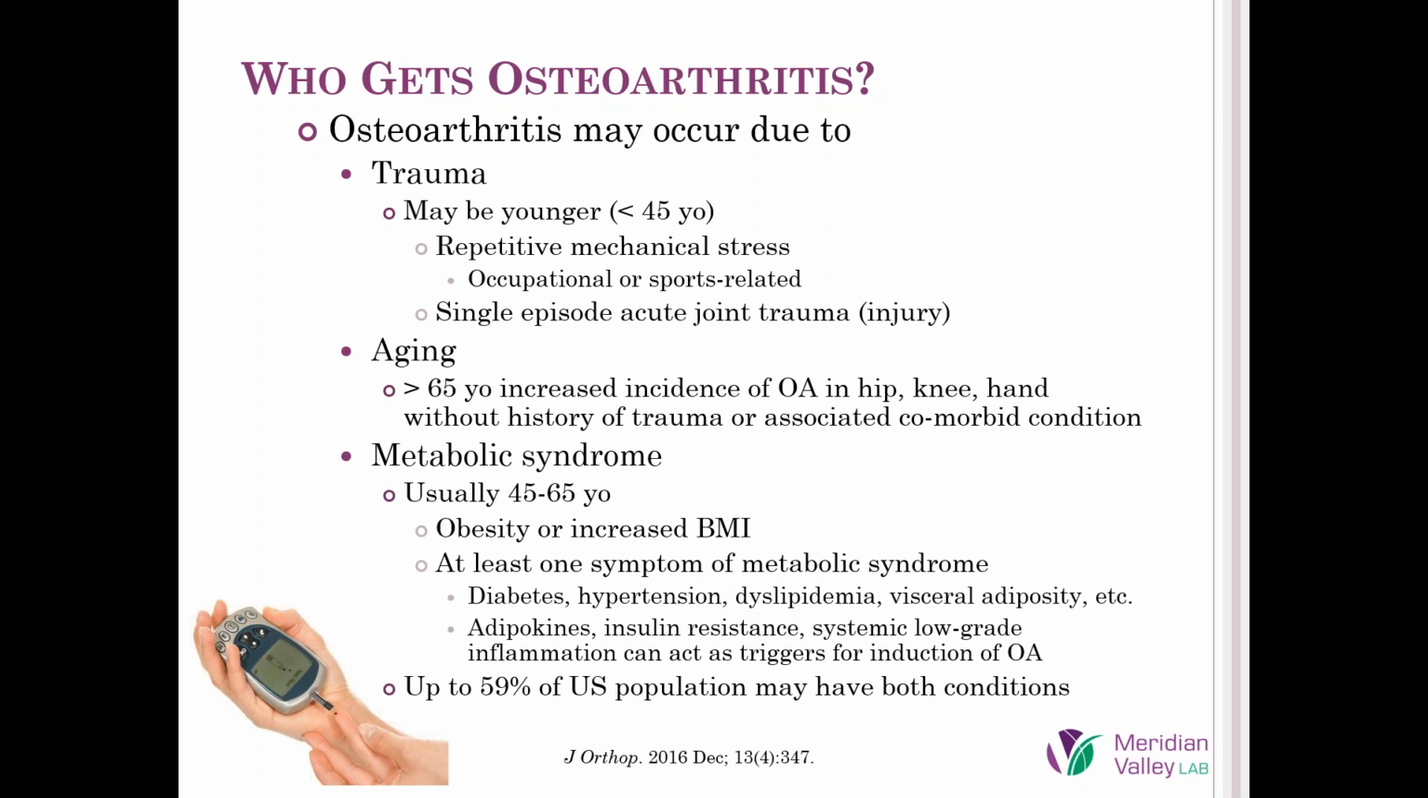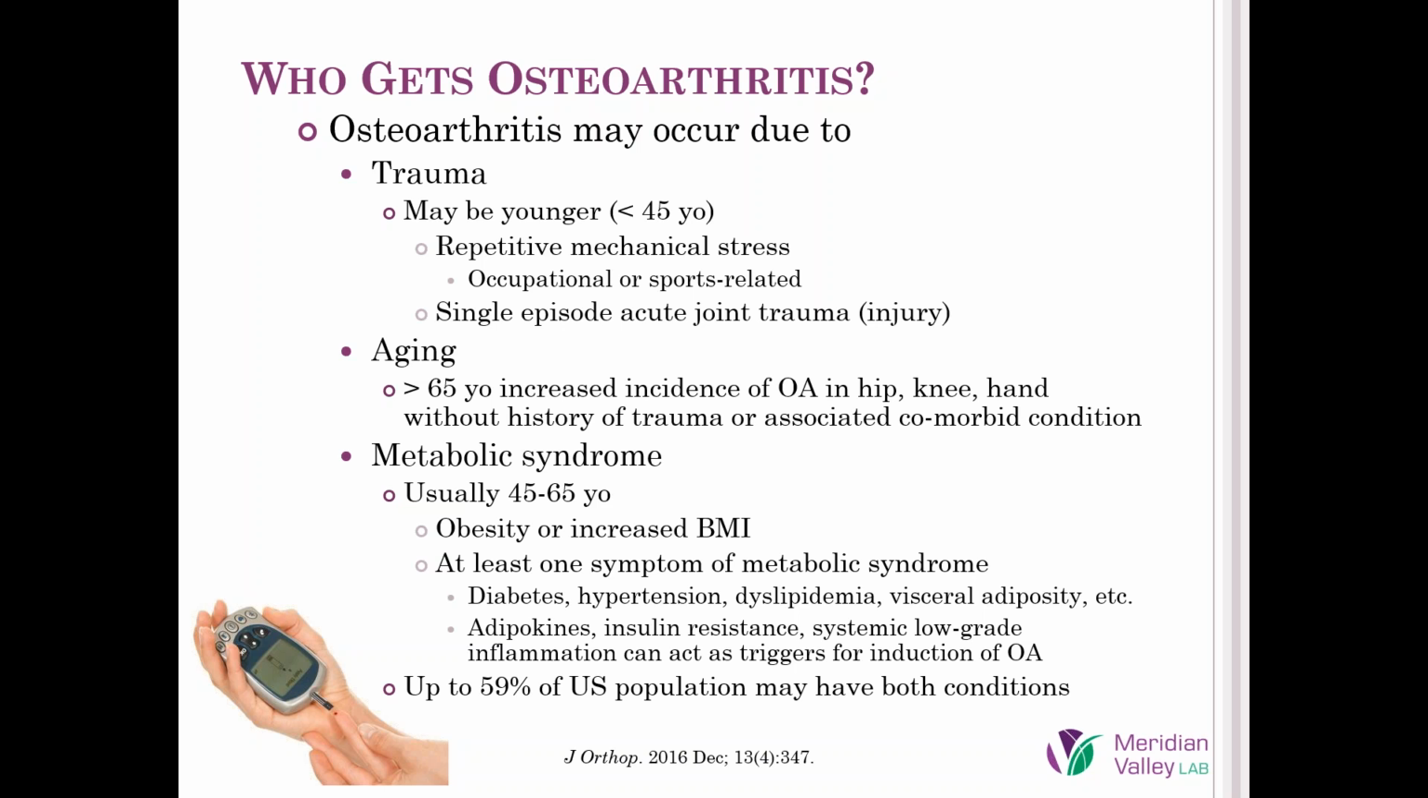And then lastly, as we've learned, metabolic syndrome or type 2 diabetes is another risk factor for osteoarthritis. And these are usually younger patients. We can start to see arthritis in this population around 45 years old, which means they act older when they're younger. They're also usually obese or have an increased body mass index, and they'll have at least one other symptom of metabolic syndrome, most of which are cardiovascular risk factors as well. They'll also have inflammatory profiles that are positive or higher than normal.